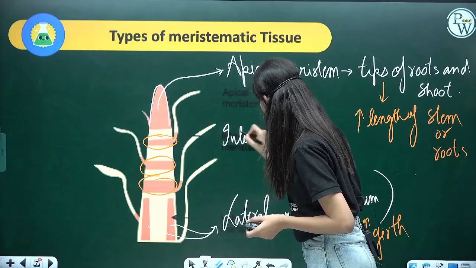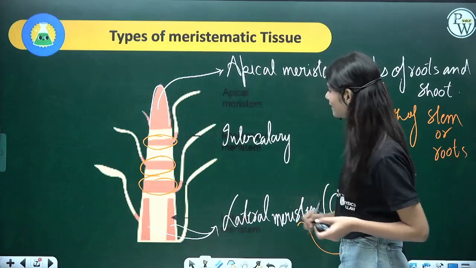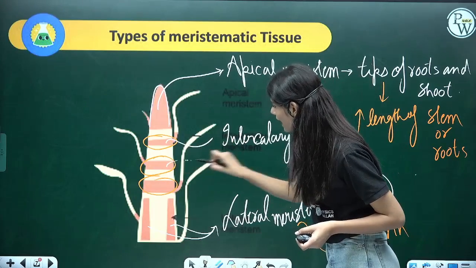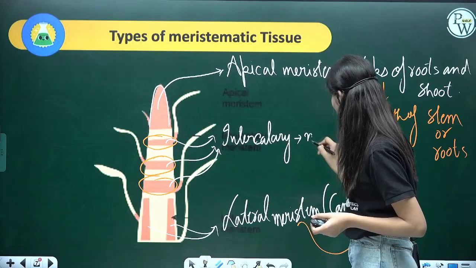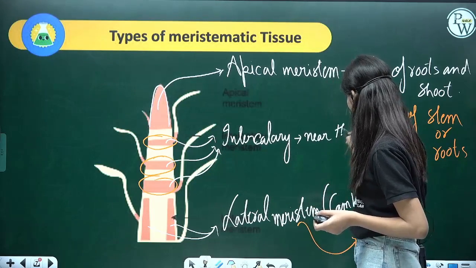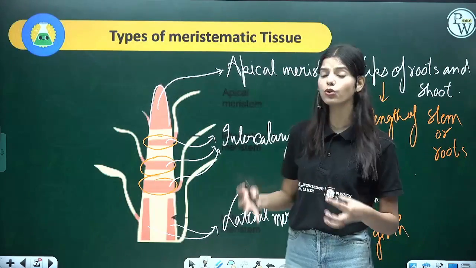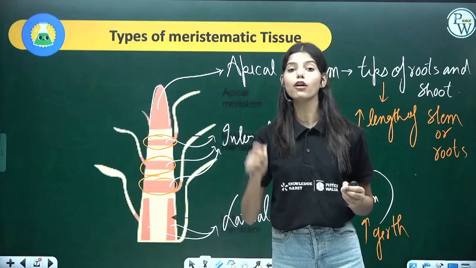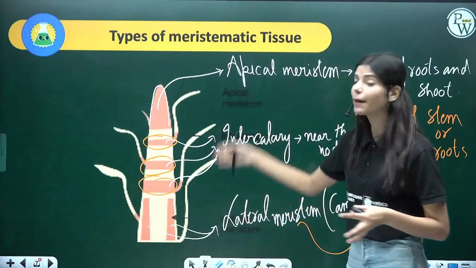So let me just write it for you. It is called intercalary meristem. And where exactly is it present? It is present near the nodes. And what exactly is its role? What exactly is the role of intercalary meristem? The role of intercalary meristem is to elongate the stem of the plants.